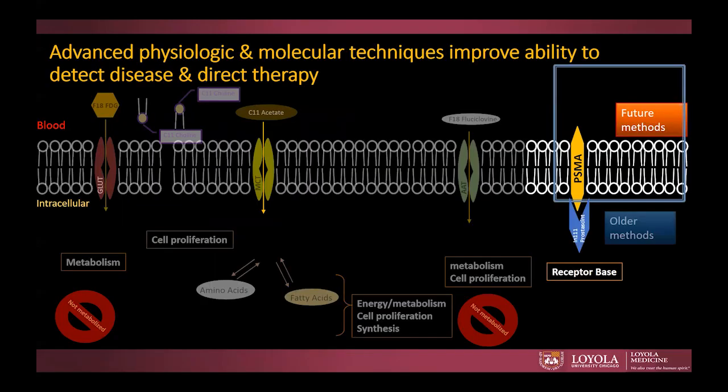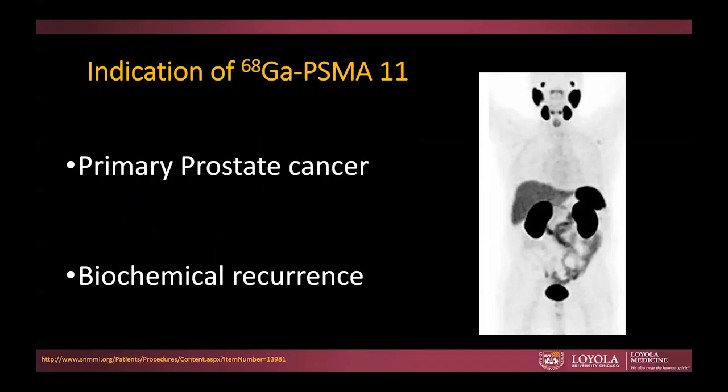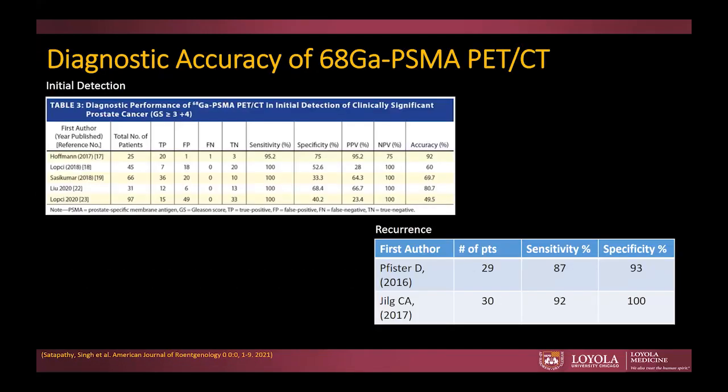So again, going back into the mechanism of action, now we are targeting an extracellular binding compared to intracellular. And this is the whole body distribution. So you can see there is uptake in the lacrimal glands, salivary glands, liver, spleen, kidneys, bowel, and excretion through the bladder. Compared to fluciclovine, the indication of gallium-68 PSMA-11 is on both primary prostate cancer, initial staging, and biochemical recurrence. What about the diagnostic performance?